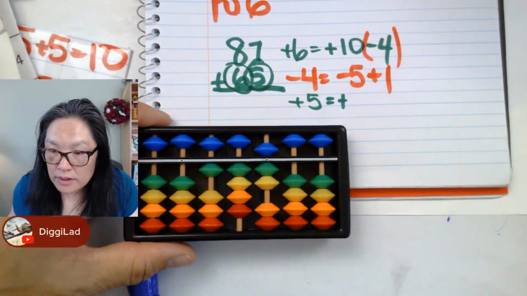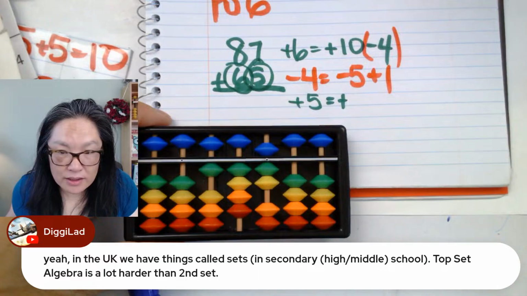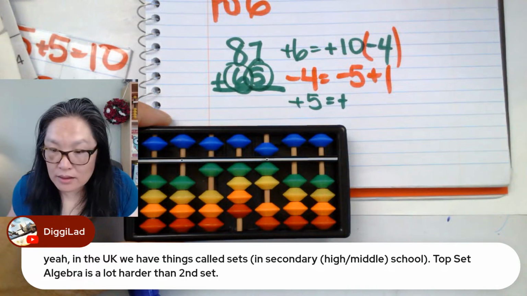Oh, I didn't see that. Yeah, in the UK we call them secondary sets. Top algebra is harder than the second set. Oh, interesting.